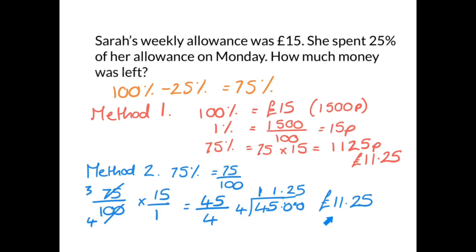We have £11.25. Okay, so those are the two methods that you need to be familiar with: finding the unit rate or multiplying the percentage as a fraction.